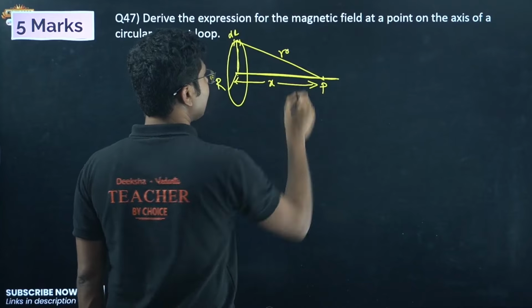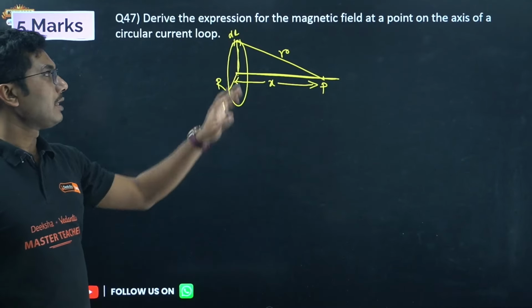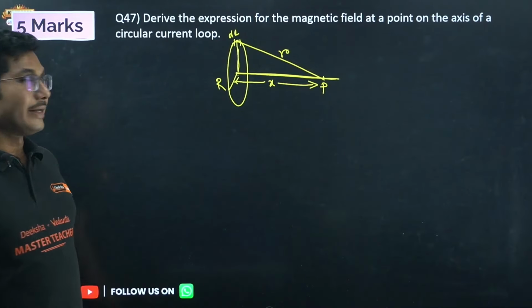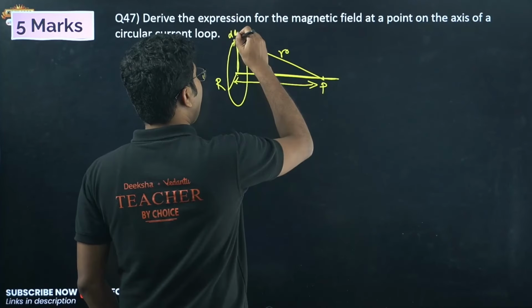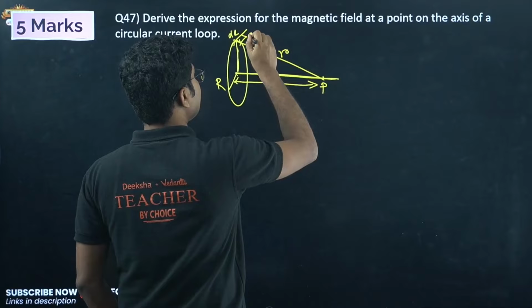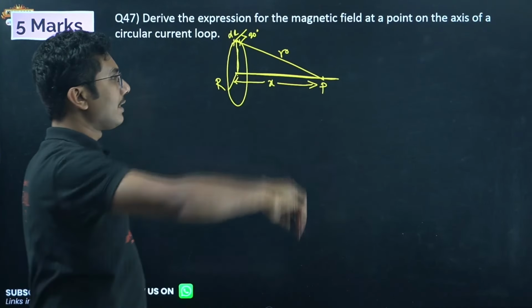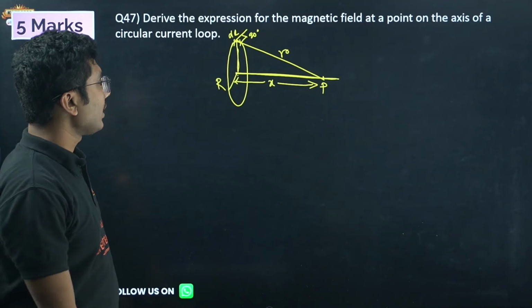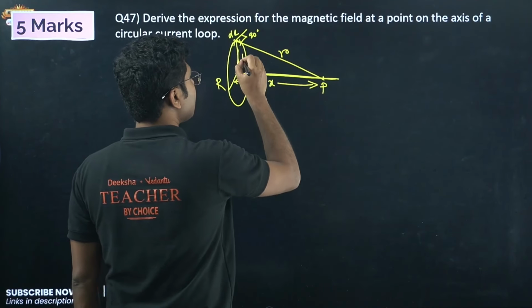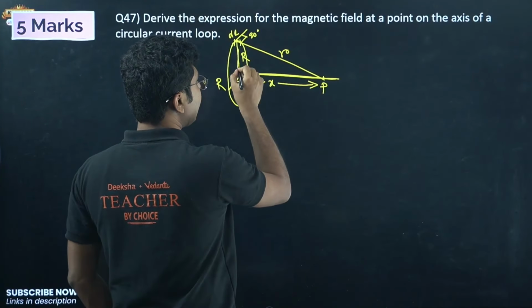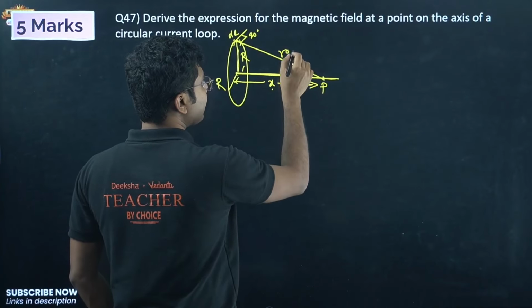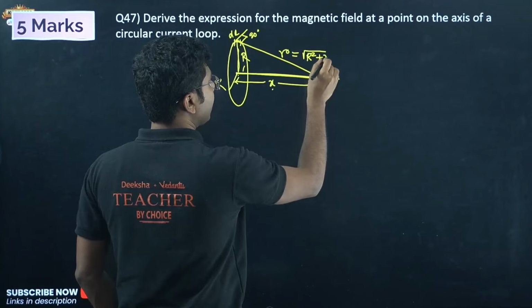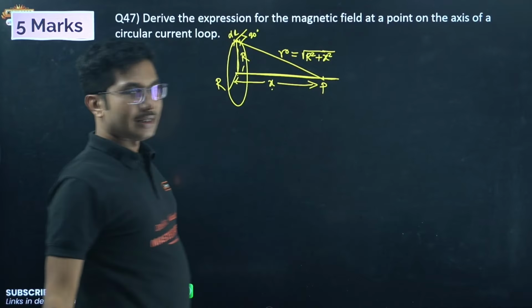So the distance here is smaller from this current element. The distance will change based on where you take the current element, right? The angle between this is 90 degrees, because they are tangential. So this is R distance, and this is x, so the small r squared should equal capital R squared plus x squared. We will use it at a later time.